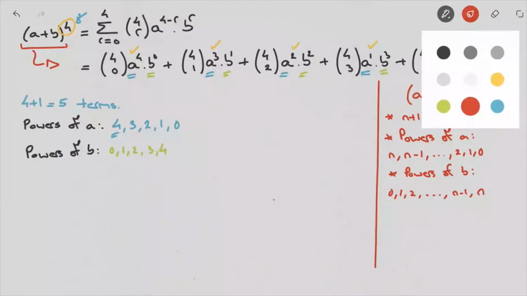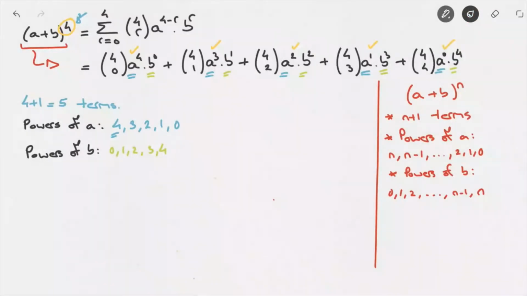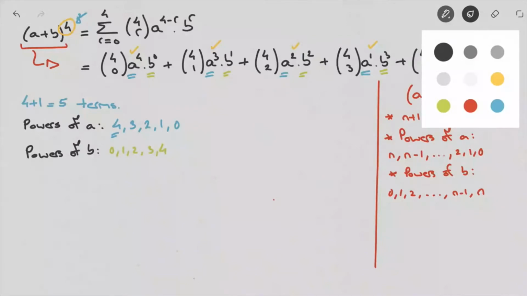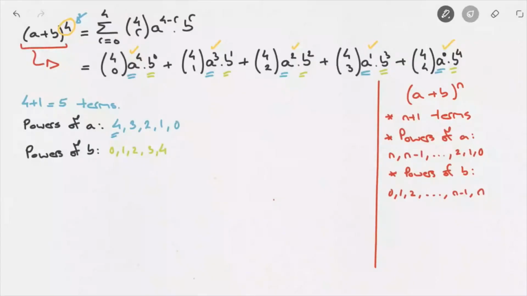All right, we have one more thing that I want us to pick up on. We're going to look at the binomial coefficients, and I'll just underline these in gray. Looking at the binomial coefficients, we can see that the first one is (4 choose 0), the second is (4 choose 1), the third is (4 choose 2), the fourth is (4 choose 3), and finally the fifth is (4 choose 4). Well, hopefully you can pick up on a pattern there, and I'll just write binomial coefficients here.